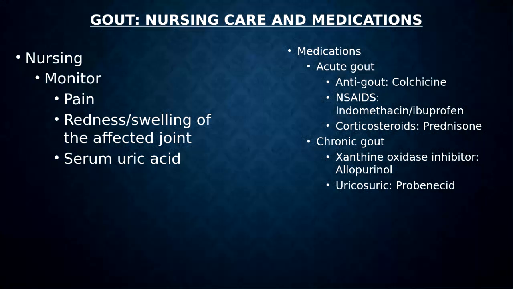Lots of times they'll give colchicine or NSAIDs, sometimes prednisone as well. If it's chronic gout, they may be on some allopurinol. You'll see that lots of times given on a regular basis for those people with chronic gout.